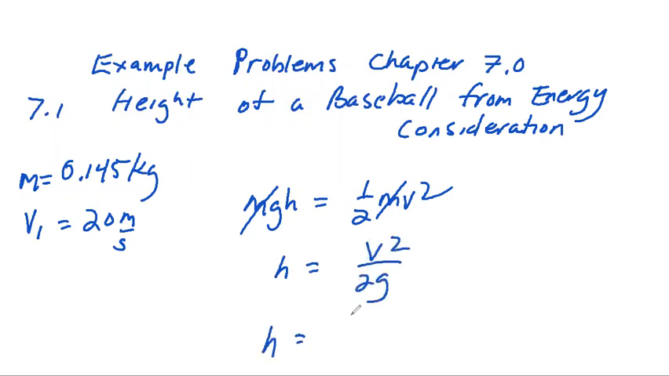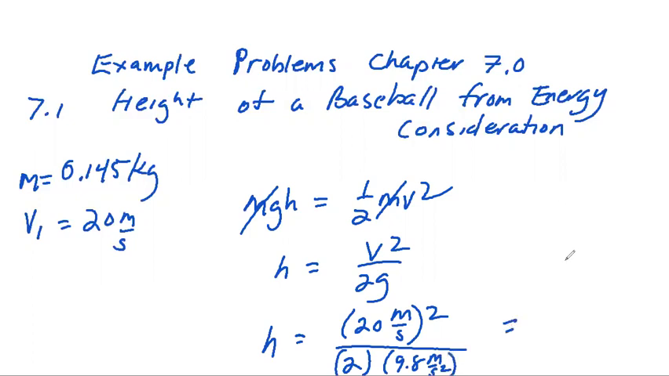So h is going to equal 20 meters per second, quantity squared, divided by 2 times 9.8 meters per second squared. And that's going to equal 20.4 meters. Continuing on.